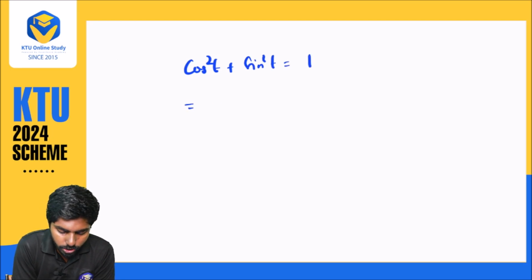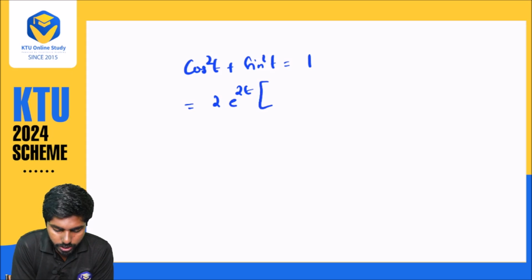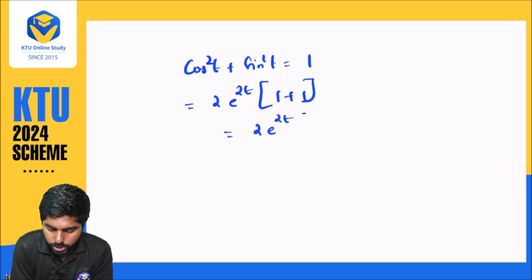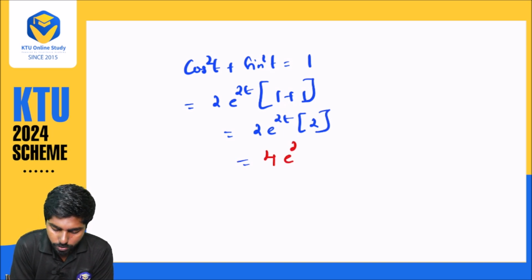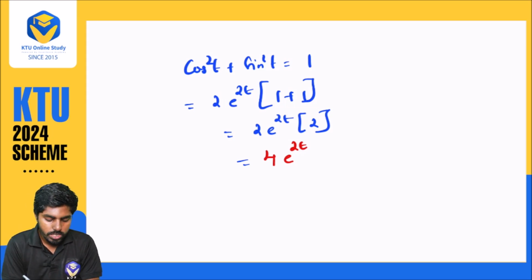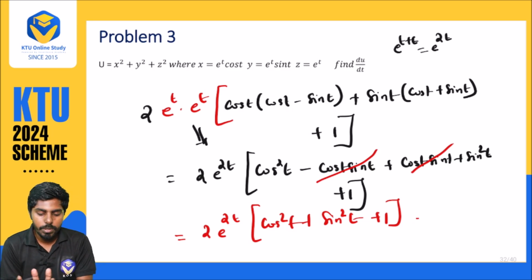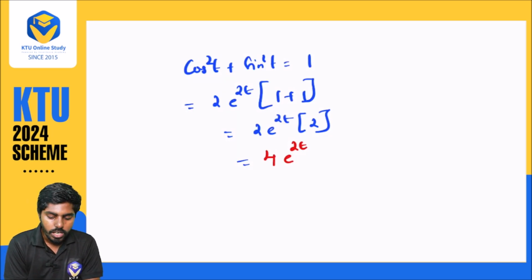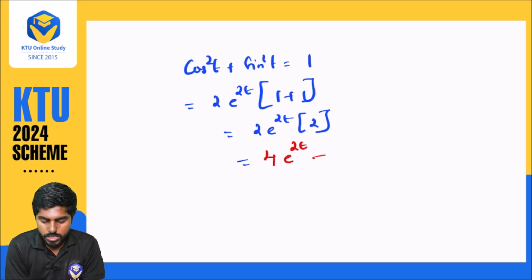So what we will be getting? 2 into e power of 2t into (1 plus 1), that is nothing but 2 into e power of 2t into 2. So we will be getting our required answer as 4 into e power of 2t. That is the thing. You just want to identify the problem and substitute the value. When you are simplifying, each term will automatically cancel and you will be getting 4 e power 2t as our required answer.